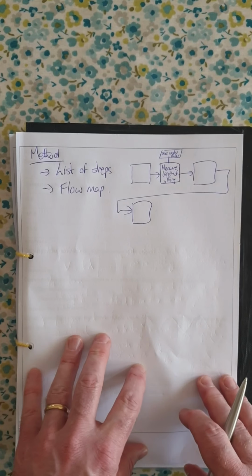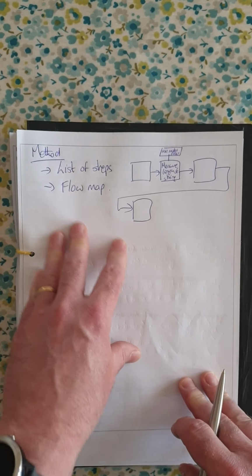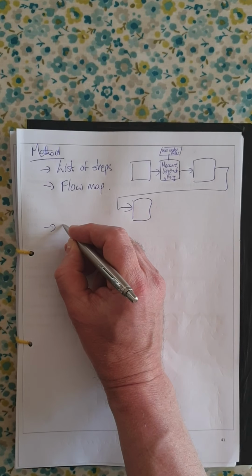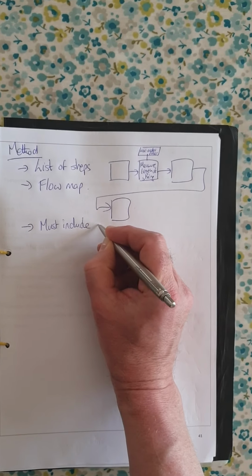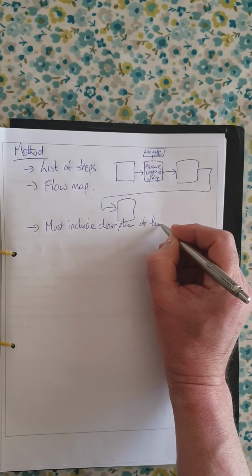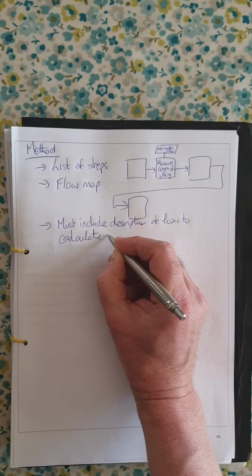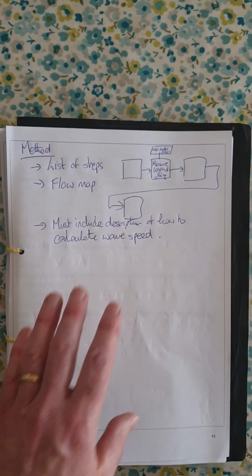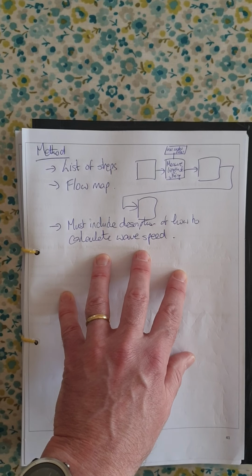Okay, right, you must also include the description of how to calculate the wave speed. So once you have your frequency measurement and your wavelength measurement, you must include a description of how to calculate the wave speed.